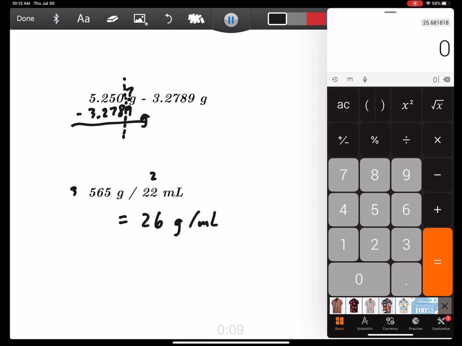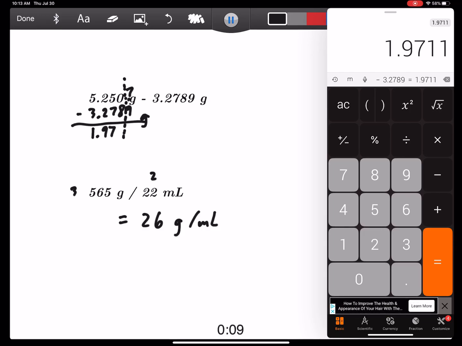Now, that doesn't mean that you throw the 9 out, though, okay? You actually go back to your calculator, and you do the calculation just the same as you would always do it, right? 5.250 minus 3.2789. Hit enter, okay? And you get 1.9711. And then you do the cutoff, right? Only once you've actually done the addition and subtraction do you actually cut off the number.